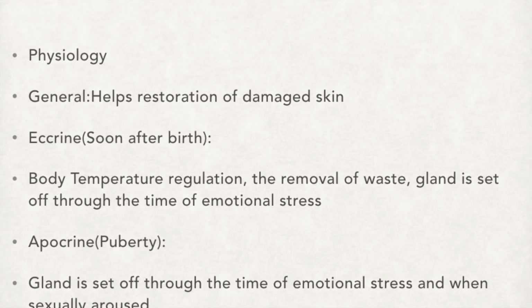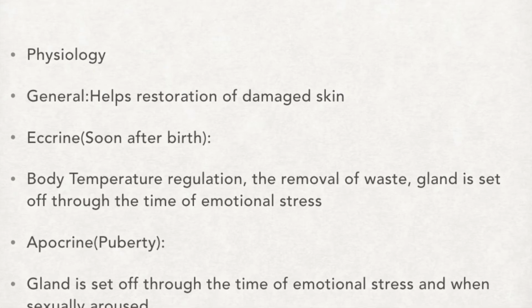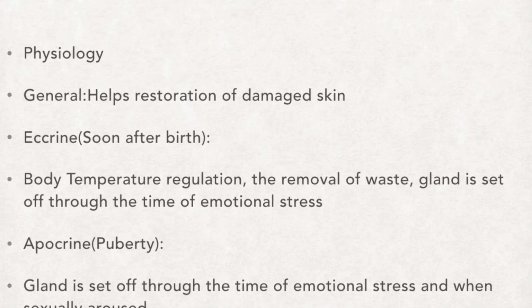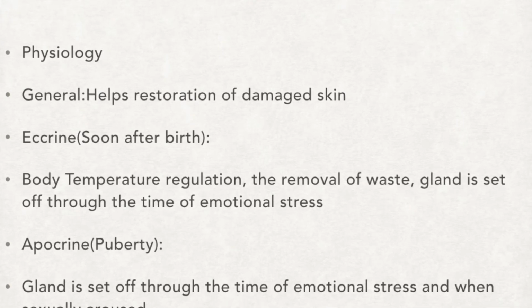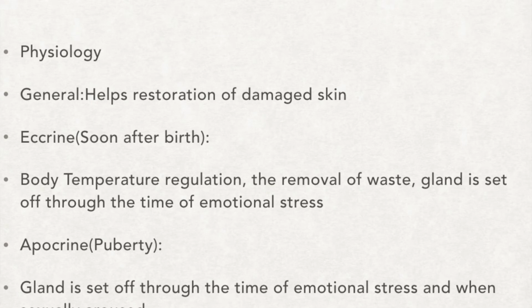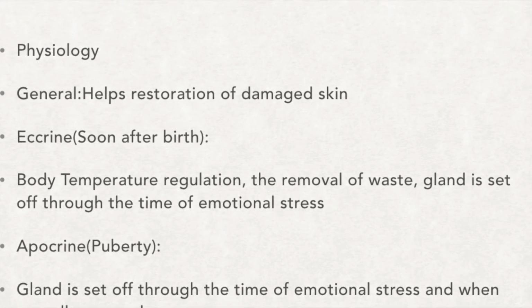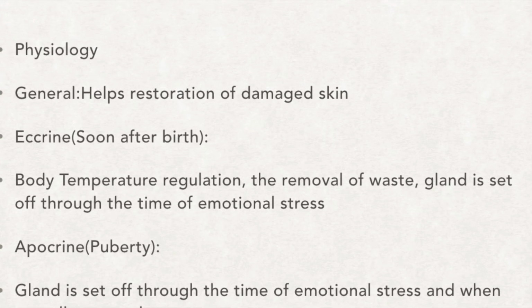The gland can make up to 500 to 750 milliliters a day. The start of the function begins soon after birth. A common function of apocrine and eccrine sweat glands is that they are both stimulated by emotional stress. However, apocrine sweat glands are also stimulated during sexual excitement.